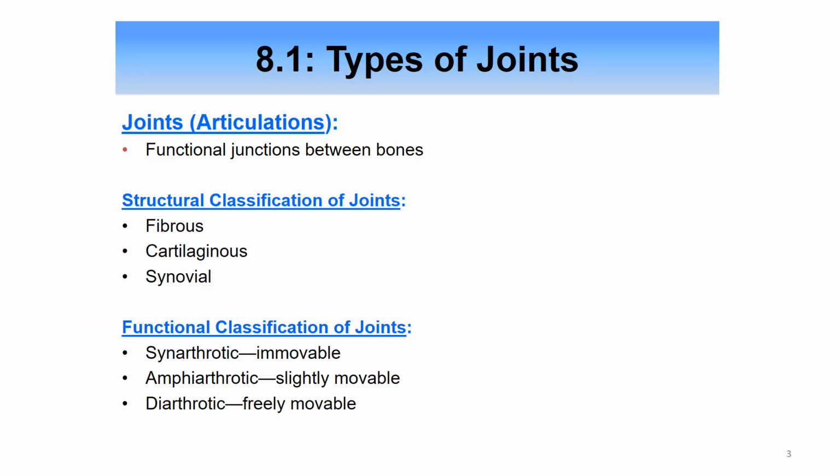Here with the different types of joints, another word for joint is articulation. So here it talks about the structural classifications, fibrous, cartilaginous, synovial. Then you need to know these bottom three terms. Synarthrotic means that you cannot move the joint, it's immovable. Amphiarthrotic means that it's slightly movable. Then a diarthrotic means that you can freely move these joints.